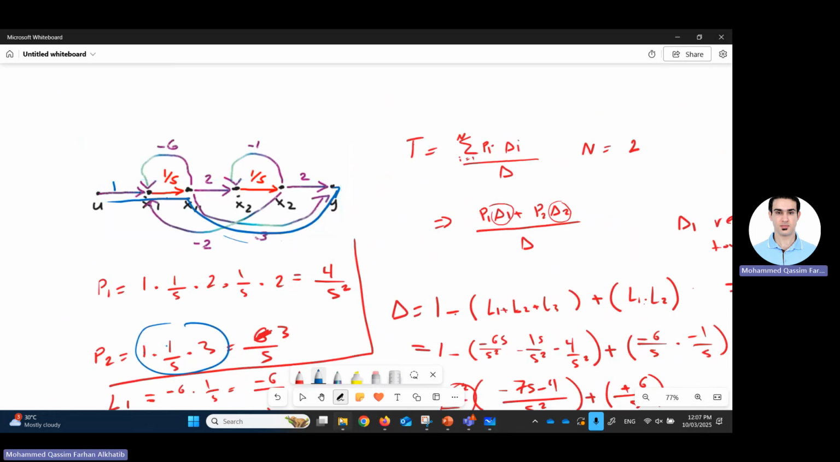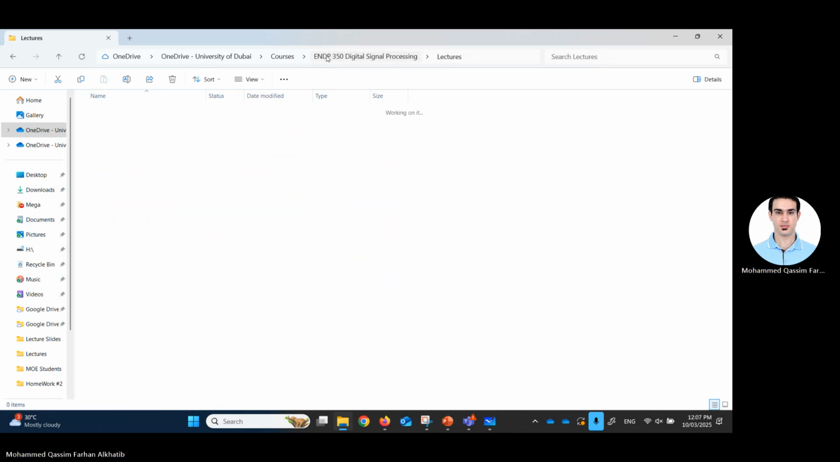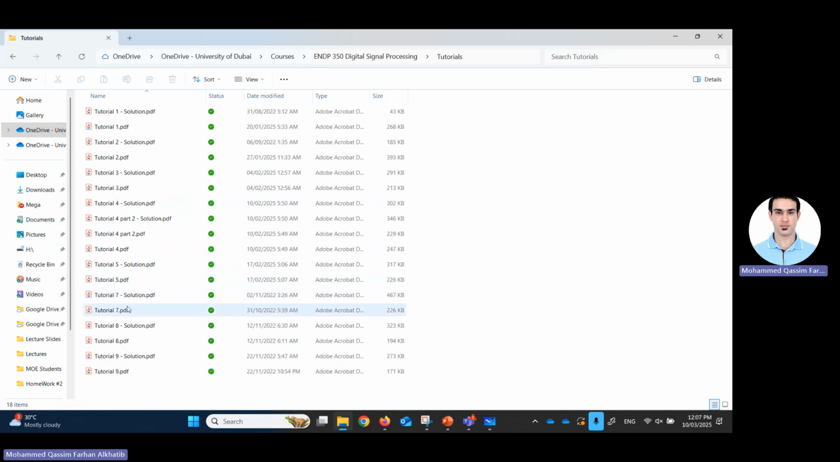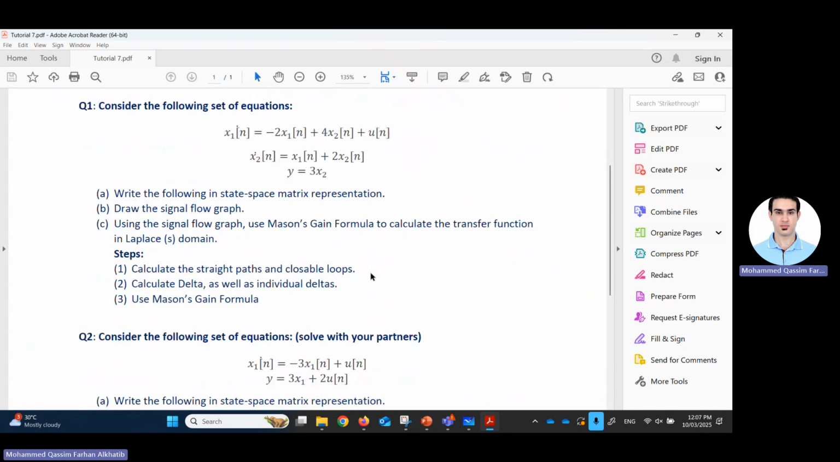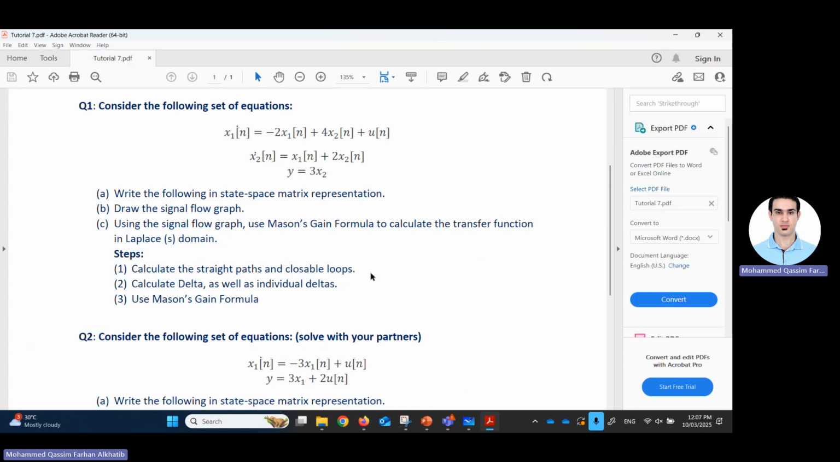I'm not sure if this lecture has a worksheet actually. It's lecture 7. So let's go to the tutorials. There is a tutorial. All right. Consider the following system. To write the state space matrix representation, draw the signal flow graph. Using the signal flow graph, use Mason's gain formula to calculate the transfer function, and so on and so on. So calculate the straight path and closed loop path. Calculate delta as well, individual deltas, using the Mason's gain formula.